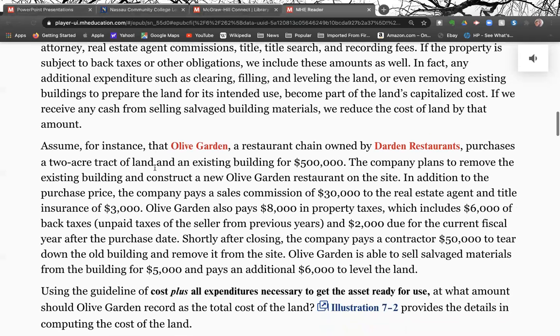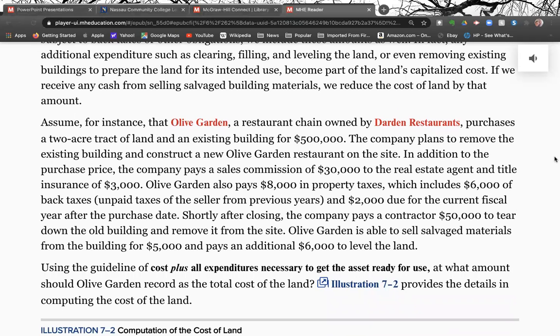So here they give you an example. This was Olive Garden. They buy some land, and on the land is an existing building. They paid $500,000. They want to knock down the building and construct a new restaurant on that land. In addition to this $500,000, they have to pay a sales commission of $30,000 to the real estate agent. And they have title costs of $3,000.